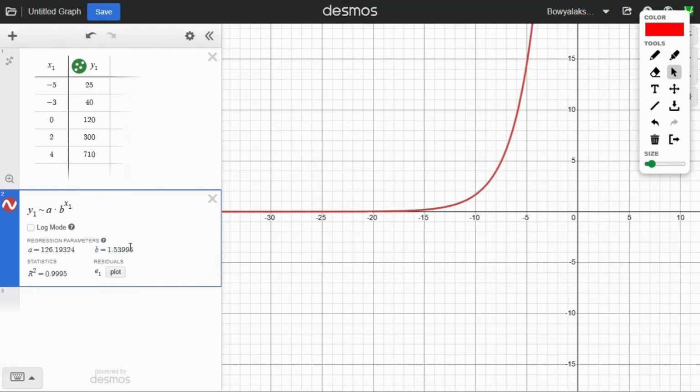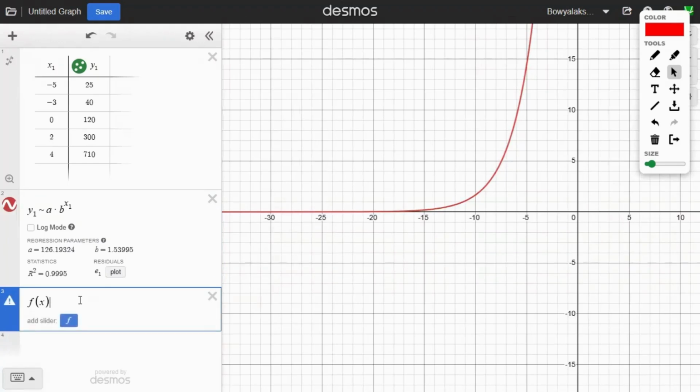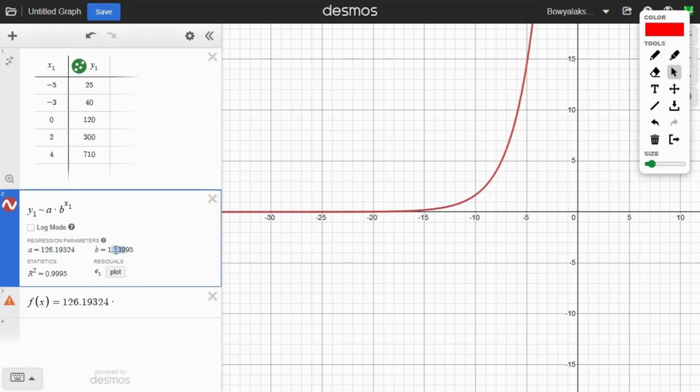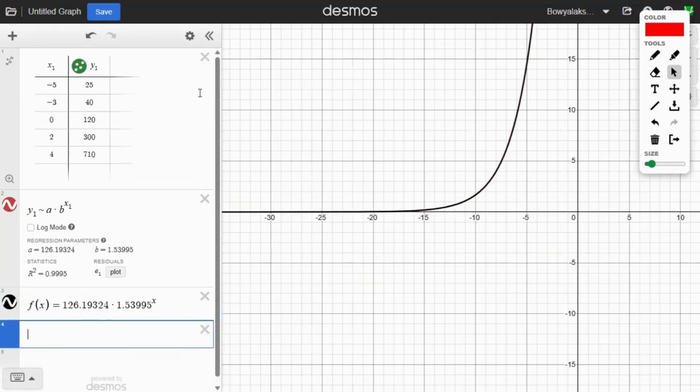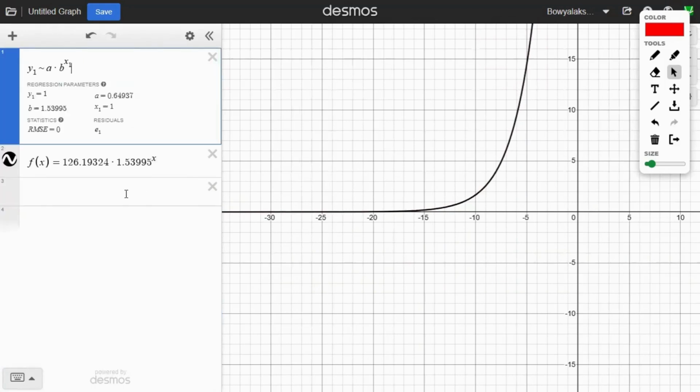So we will store this, and maybe you can make a function out of this. It's easy for computing the values. F of x is, your a is this one, right? The regression parameter here is this, times this, which is your b, power x. This way you can do. See, they are exactly matching, correct? Okay, so let's have this, and here we go.